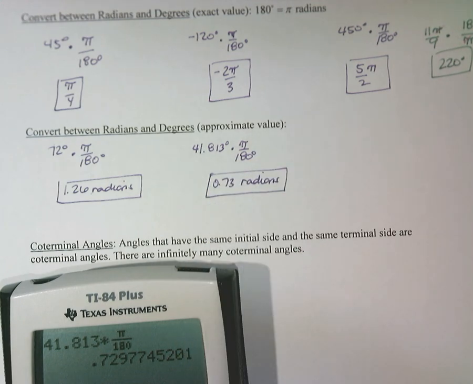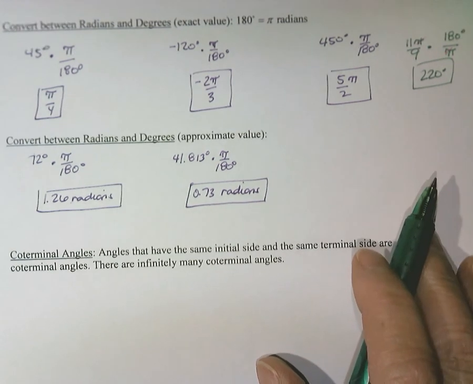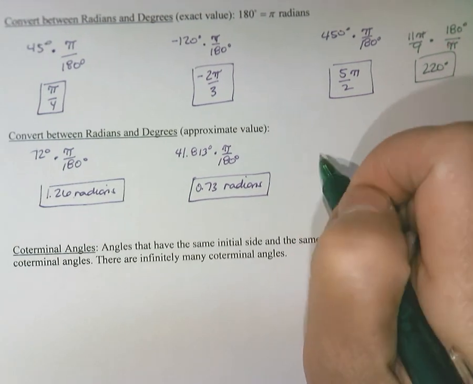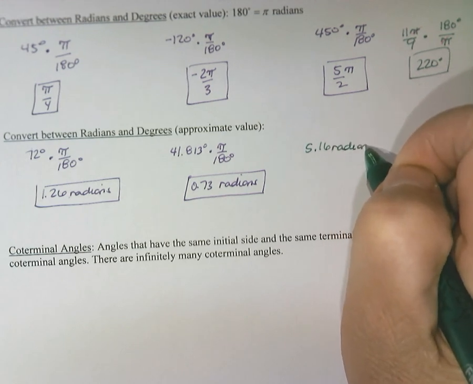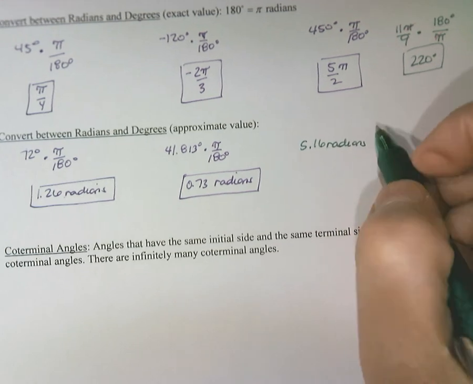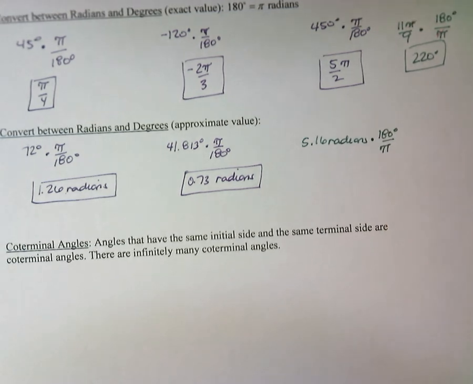I can also convert from radians to degrees, and it's the same process. Let's say I want to take 5.16 radians. So now I'm going from radians to degrees. I have to multiply it by 180 degrees over pi radians.